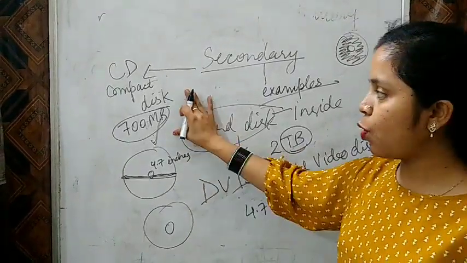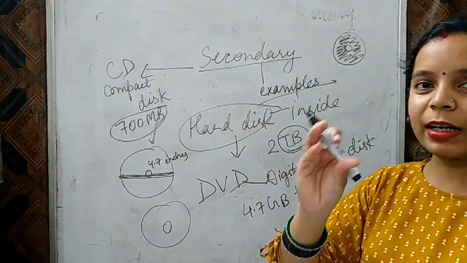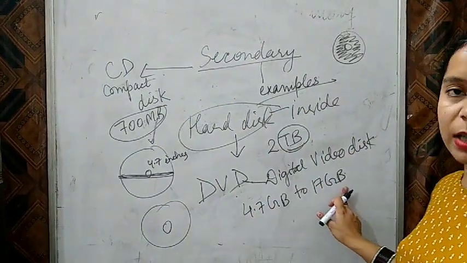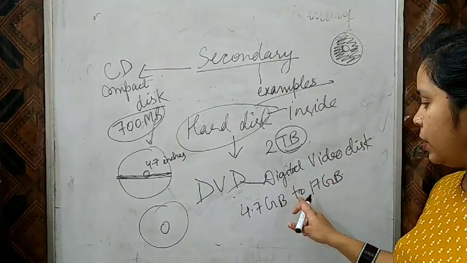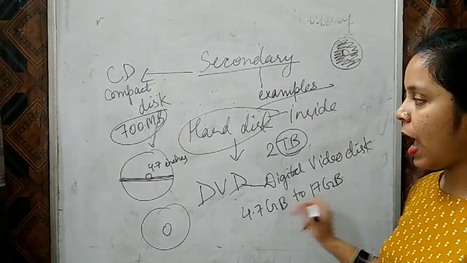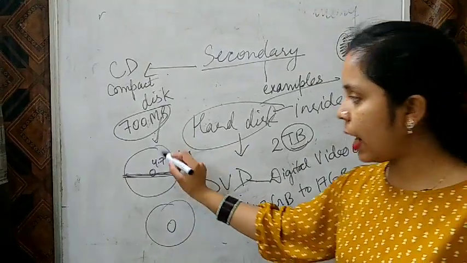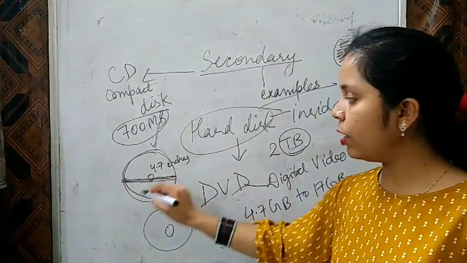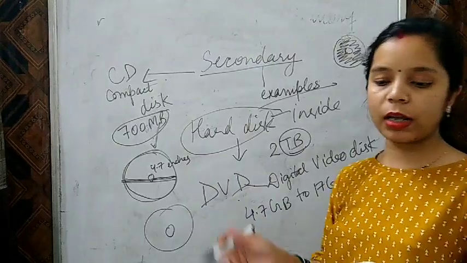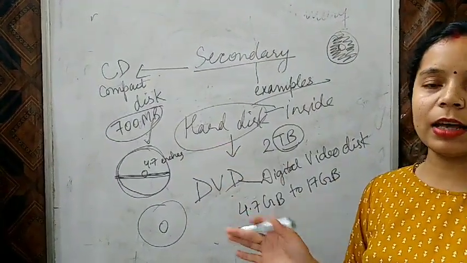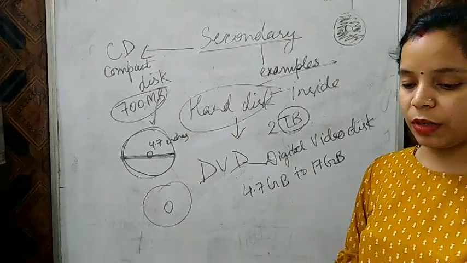Means CD is small, it stores only small data, that is 700 MB, and DVD can store 4.7 GB to 17 GB, a large amount of data. Both are the same in shape, circular, with a 4.7 inch diameter. So only this is the difference. CD stores less data and DVD stores a large amount of data.